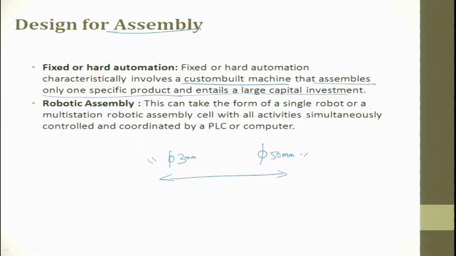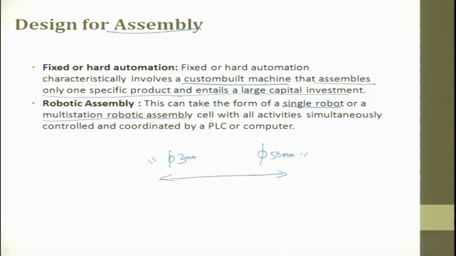When you talk about robotic assembly, this can be taken in the form of a single robot. The biggest advantage, as I said earlier, is reprogrammability, or a multi-station robotic assembly cell with all activities simultaneously controlled and coordinated by a PLC or a computer. This gives the flexibility of reprogramming. So that means I can handle shafts, I can handle prismatic jobs, I can do painting, die casting, sheet metal operation, and machining. So all these things are possible by robotic assembly.